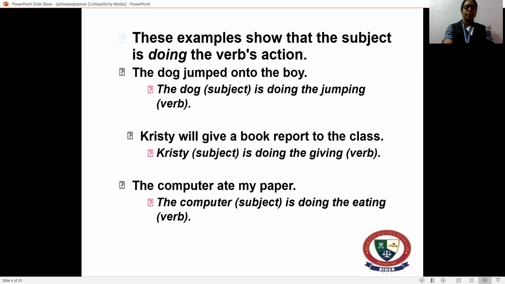The third example: the computer ate my paper. This is the third example. The computer, as usual, is the subject. What is the action it is doing? It is using a lot of paper, that is, it is eating the paper. So the computer ate my paper. The computer is a subject which is doing the action. So all these sentences, since the subject is doing the action, we call them active voice sentences.